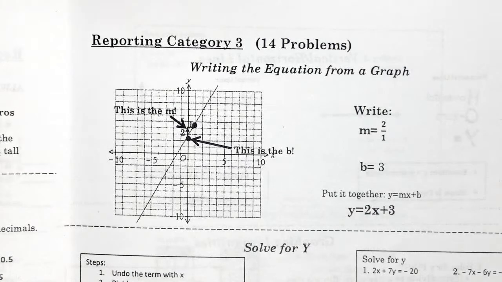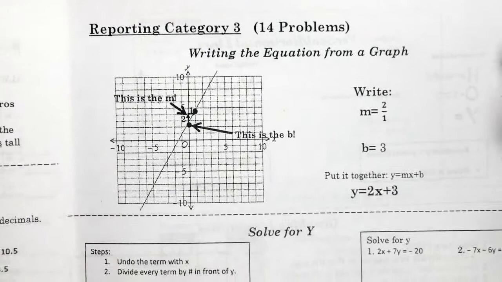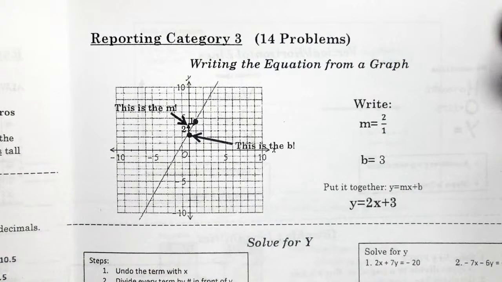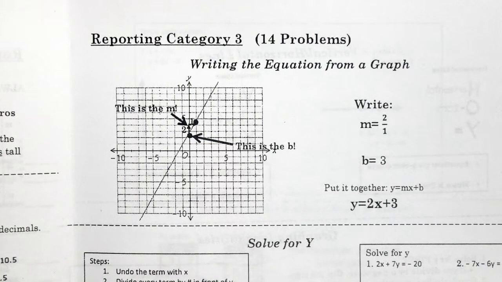Today we are looking at reporting category 3, which is more linear stuff, but it's more of the writing linear equations and whatnot. And it's probably the most extensive in this book. There's a lot to go over. I'm going to try to go as fast and get as much information in as possible.